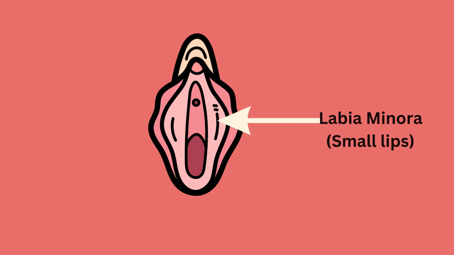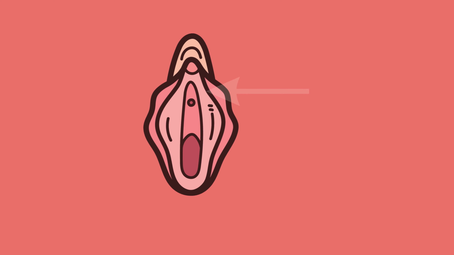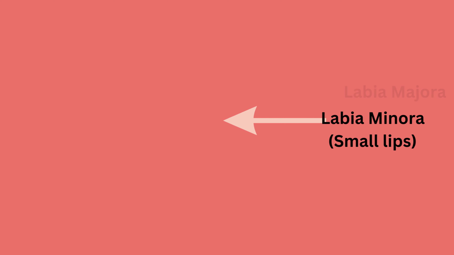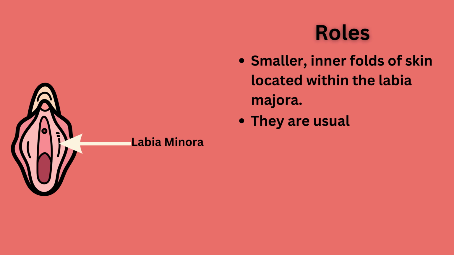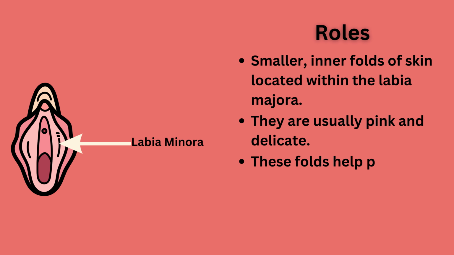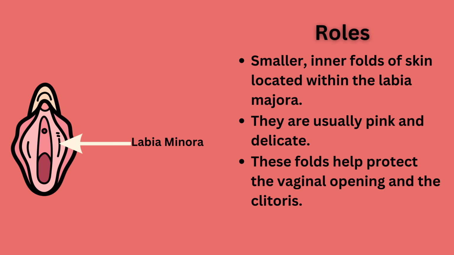The labia minora. So, inside the labia majora, you'll find two smaller folds of skin known as the labia minora. They are usually pink and delicate. These folds help protect the vaginal opening and the clitoris.